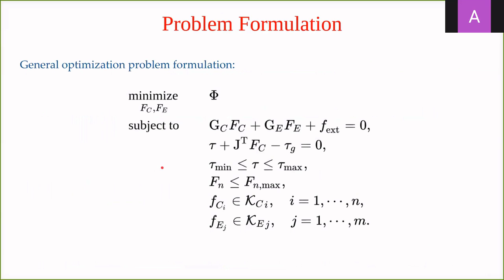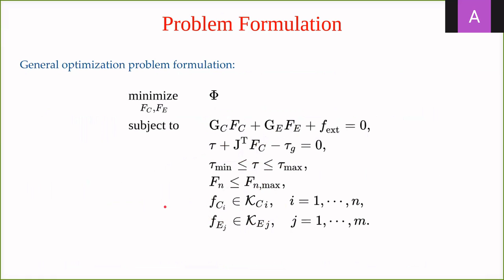This is our general optimization problem formulation for computing the optimal contact forces for manipulating an object while maintaining contact with the environment. The objective function is subjected to the following constraints: the equilibrium constraints, the manipulator joint torque constraints, followed by the contact constraints.